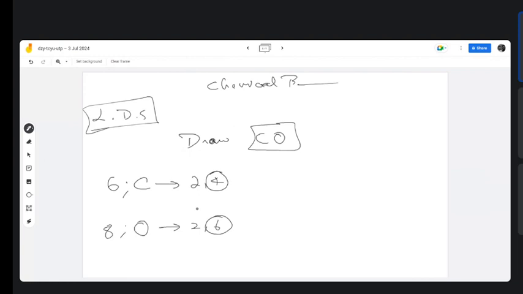I'll repeat all the steps right now. See the compound. Separate the elements. Once you separate the elements, okay?